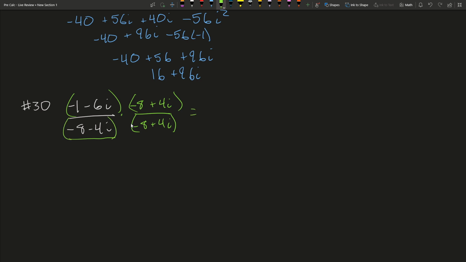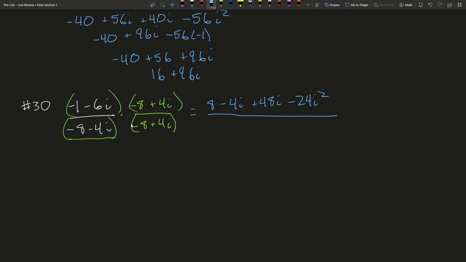When we do that, up top, negative 1 times negative 8 is 8. Negative 1 times 4i is a negative 4i. Negative 6i times negative 8 is 48i. And then negative 6i times 4i is a negative 24i squared. This is just one note. It's nothing special.